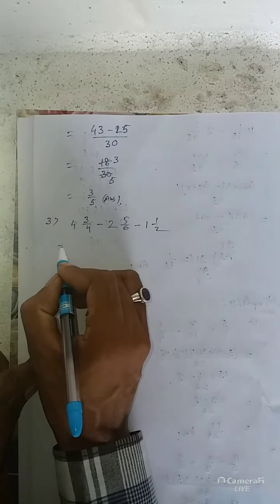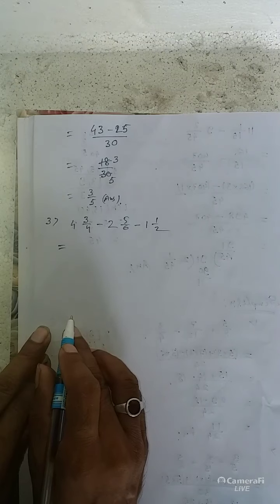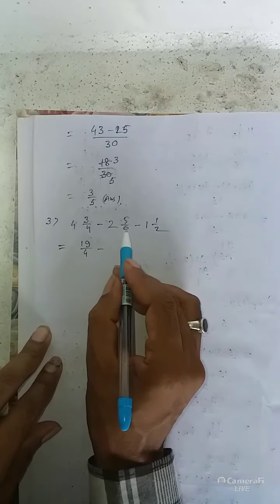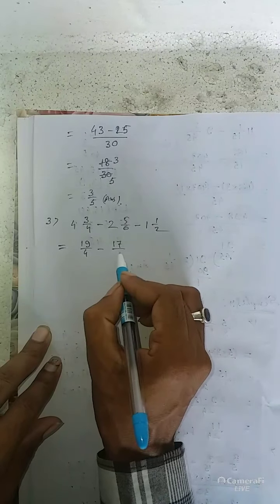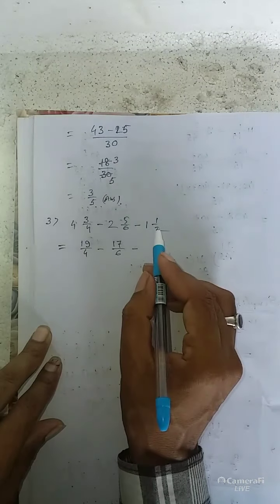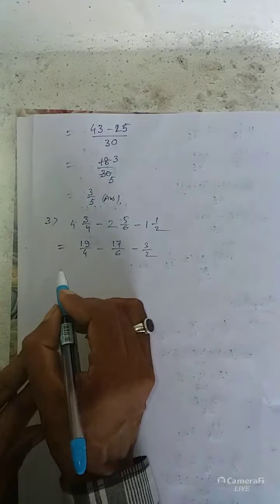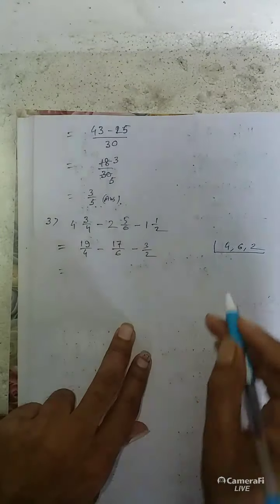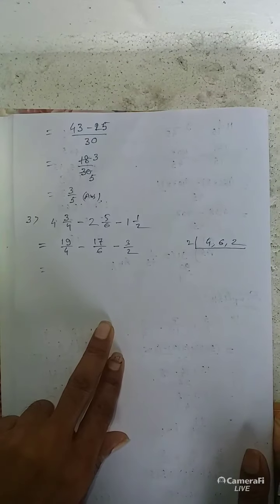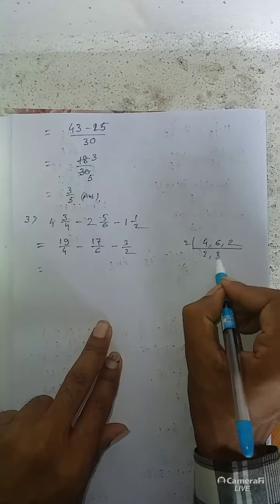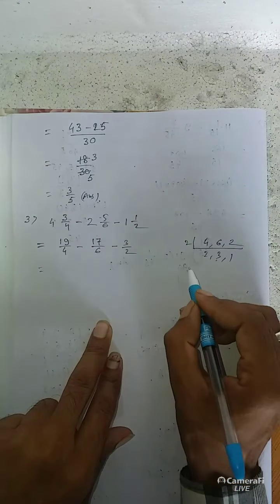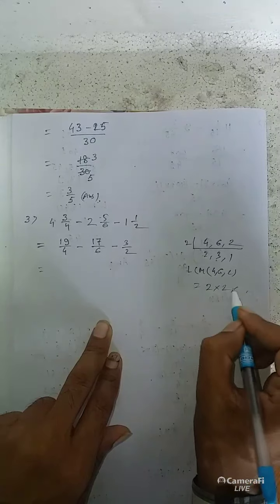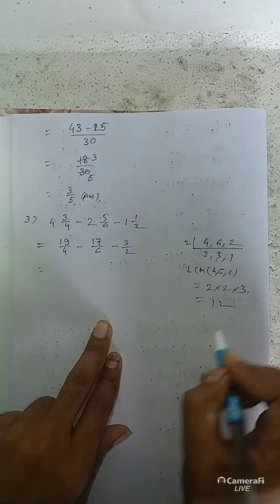First we will convert the mixed numbers into improper fractions. 4 4s are 16 plus 3, 19 by 4, minus 2 6s are 12 plus 5, 17 by 6, minus 1 2 is 2 plus 1, 3 by 2. Now take the LCM of the denominators 4, 6 and 2. 2 can divide each: 2 2s are 4, 2 3s are 6, 2 1 is 2. 2 and 3 are prime, so LCM of 4, 6 and 2 we get as the product of 2 into 2 into 3. 2 2s are 4, 3 4s are 12.